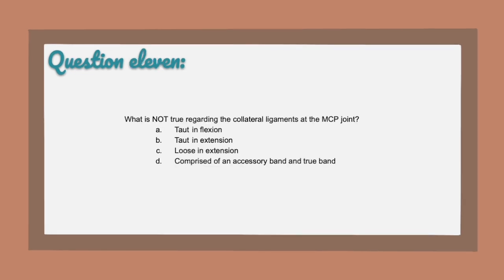The answer for question 11 is B. The mechanics of the collateral ligaments at the MCP joint is that they are going to be taut in flexion and slack in extension. So that's why typically you'll immobilize MCP joints in some amount of flexion for stability.